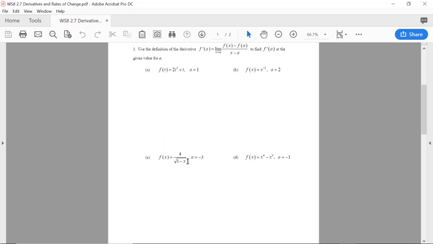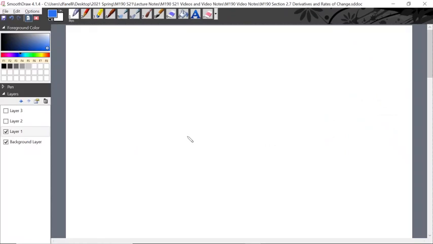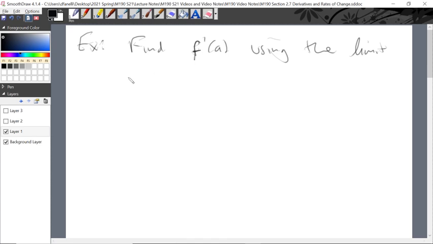Okay, let's try this example right here. That f of x is 4 over root 1 minus x, and a equals negative 3. That is, we're going to use the definition of the derivative to find f prime of a. Okay, so find f prime of a. Again, to be clear, this is what we're working on now. We're using limits in order to do this. Find f prime of a using the limit, where the function f of x was given to us as 4 over root 1 minus x, and the value of a is negative 3.